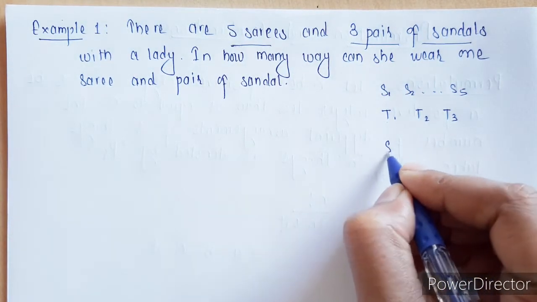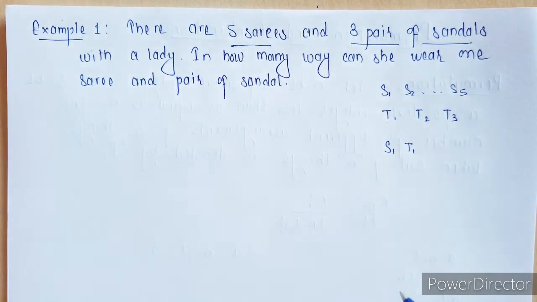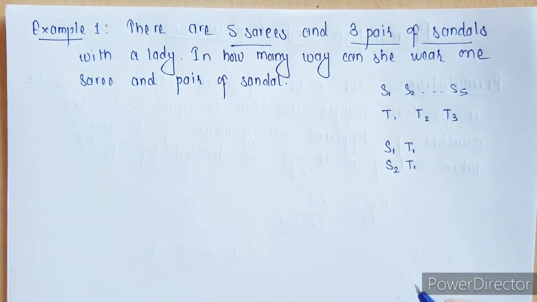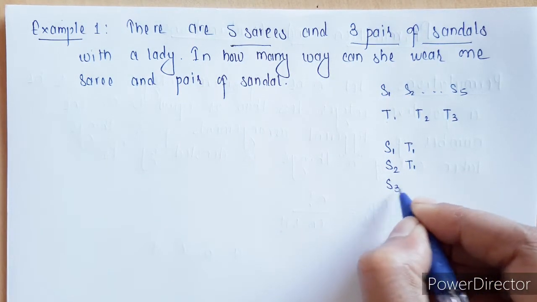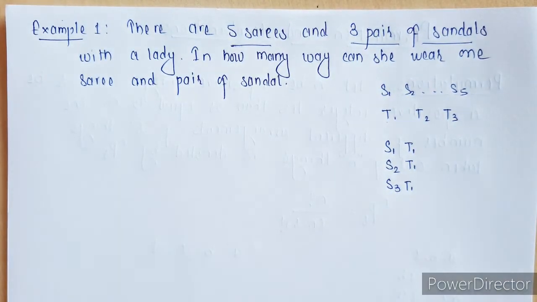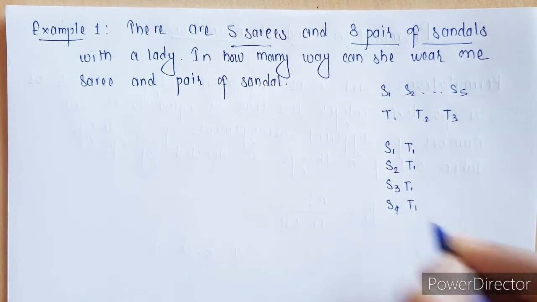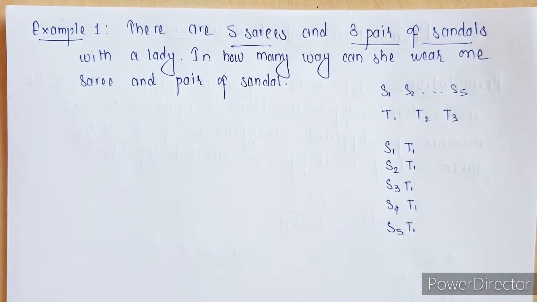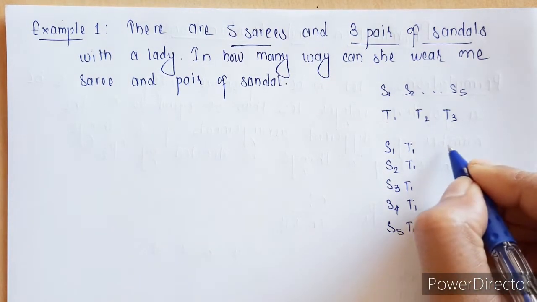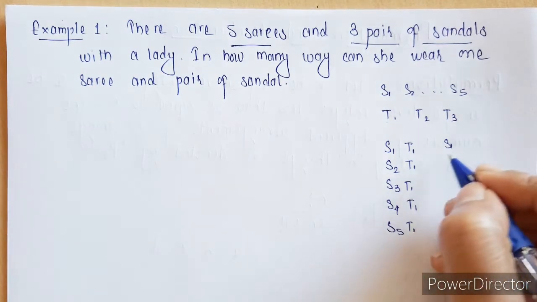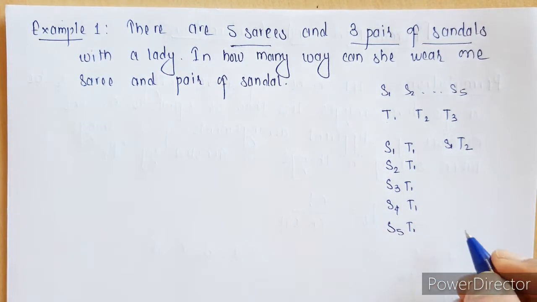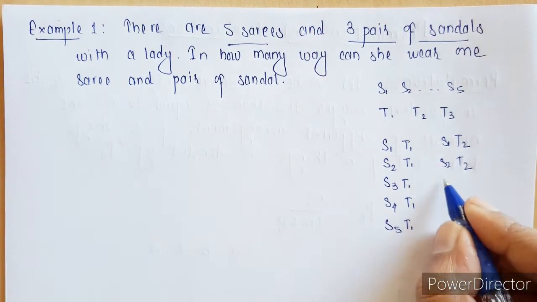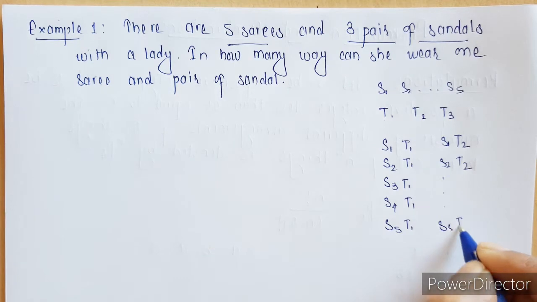Now she can wear first sari and first sandal, or she can go for second sari with first sandal only, then third sari with first sandal, or fourth one keeping the sandal same, or fifth sari keeping the sandal same, right? Or again she can go with first sari, second sandal, right? Second sari, second sandal. Similarly, she can go for fifth sari and second sandal.